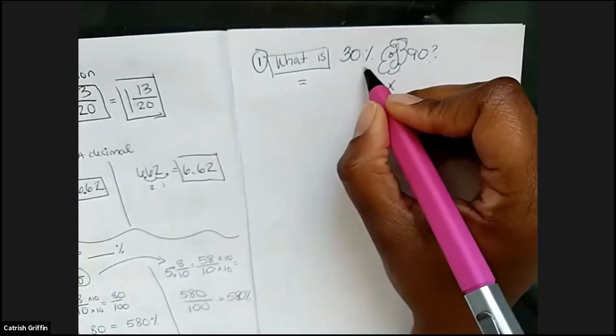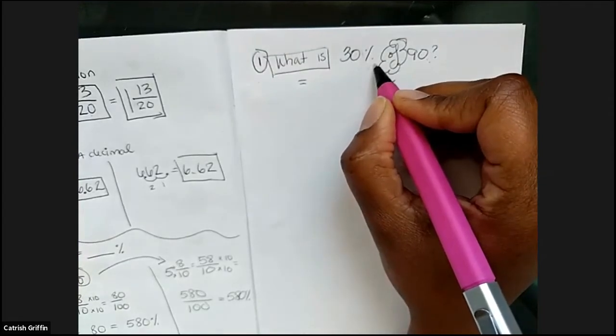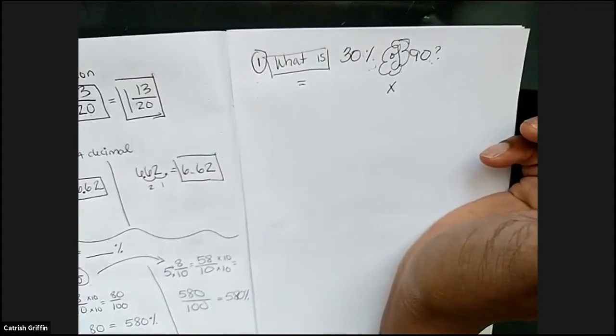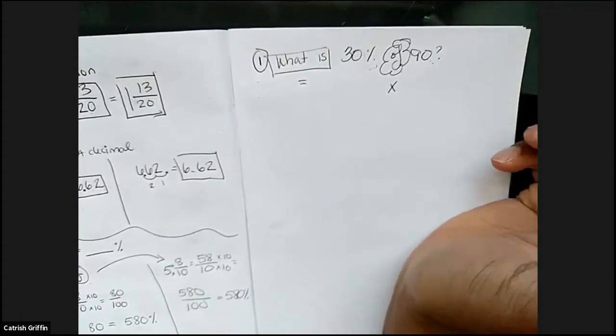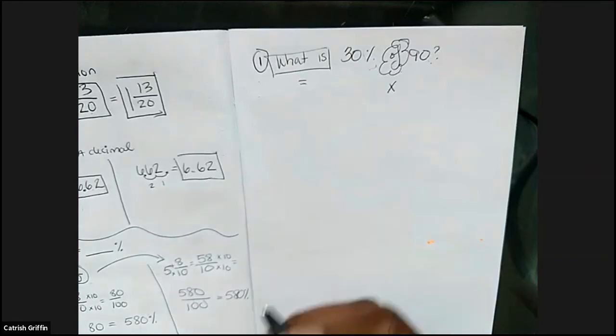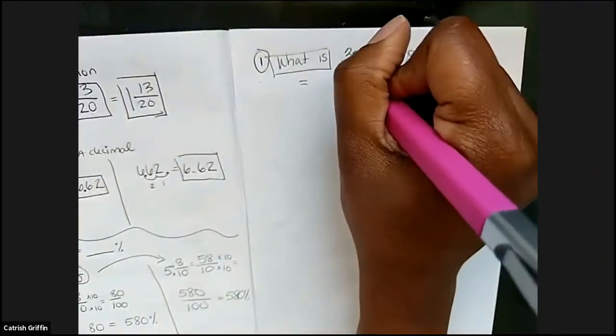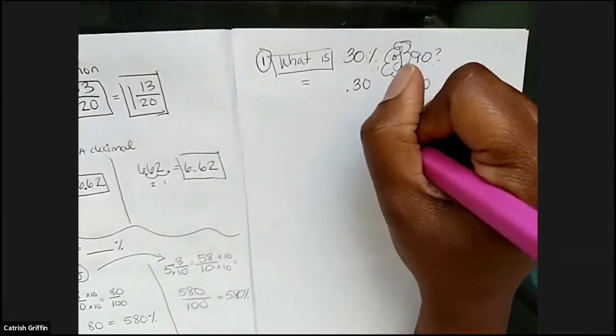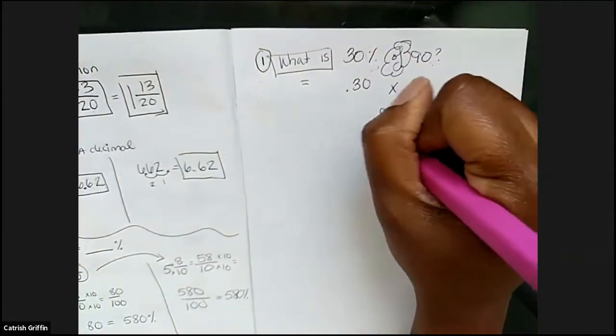So if I'm taking 30% of 90, I can't work with this percentage as a percent. I need to turn it into either a decimal or a fraction. It's easier to work with the decimal than it is to work with a fraction to me. So I'm going to turn it into a decimal, but I could also turn it into a fraction and get the same answer. So I'm really taking 30% of 90. That's what this question is asking me to do. So now that I know this, I can multiply it out. You can either use a calculator or you can multiply it this way.